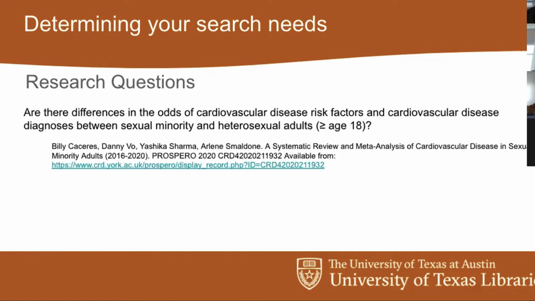I'm going to give you some examples here. This first sample research question: are there differences in the odds of cardiovascular disease factors and cardiovascular disease diagnoses between sexual minority and heterosexual adults? Thinking through this, we've got a very specific population, sexual minorities, who have cardiovascular disease risk factors and diagnoses. This is going to be pretty multidisciplinary because we're going to need to look in the medical literature for that cardiovascular disease piece. We're also going to want to look in some literature specifically geared for that sexual minority population.